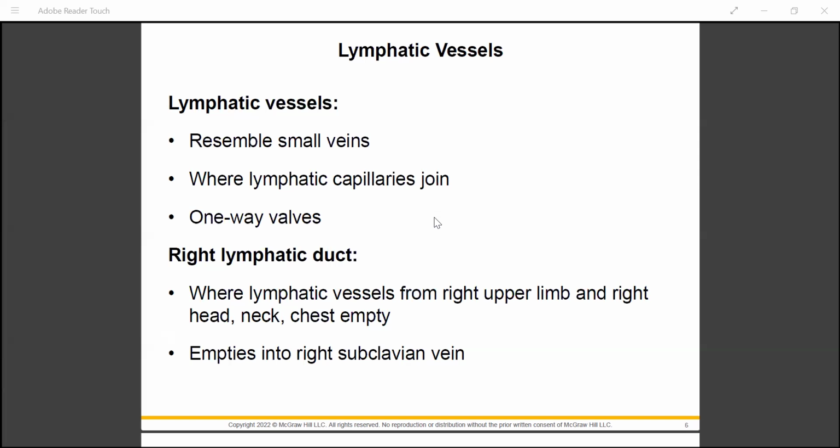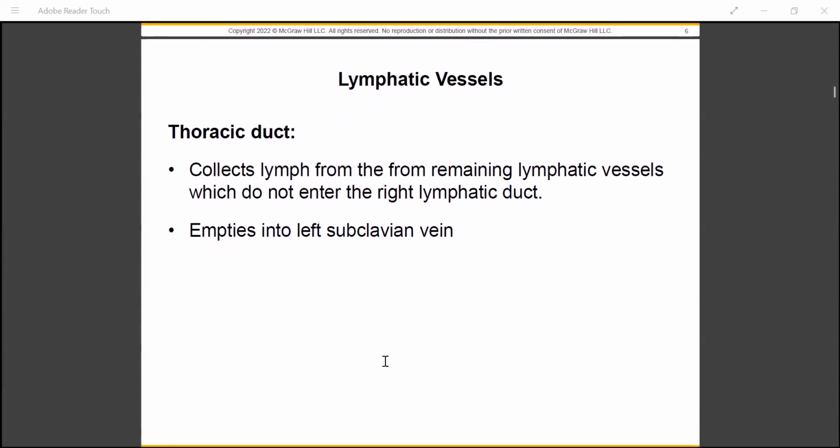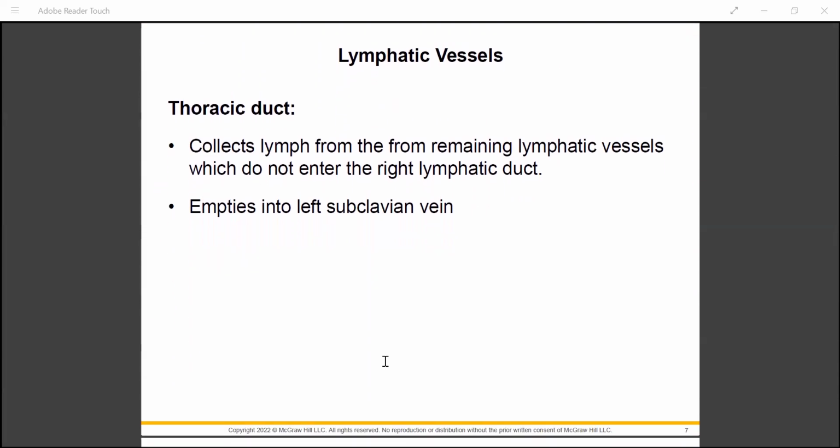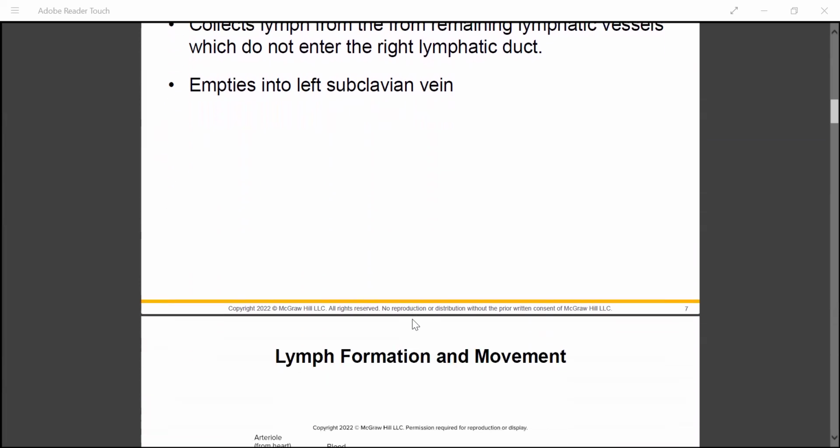So we said the right lymphatic duct drains that upper limb on the right side and our head, neck, and chest on the right side. It's going to empty into our right subclavian vein. And if you remember from our last chapter, that's one of the veins that we reach prior to our vena cava. The thoracic duct is on the left side and it gets everything else. So the whole left side of the upper body, the pelvis, and both legs. And it empties into our left subclavian vein.